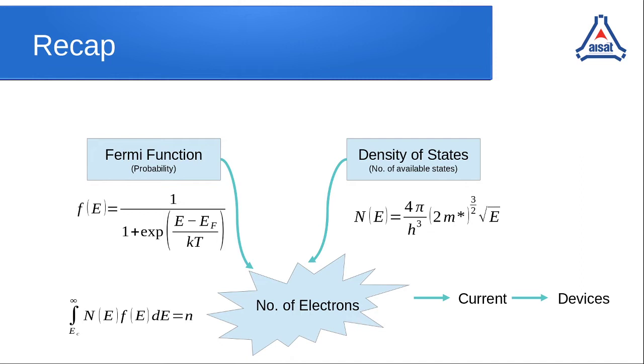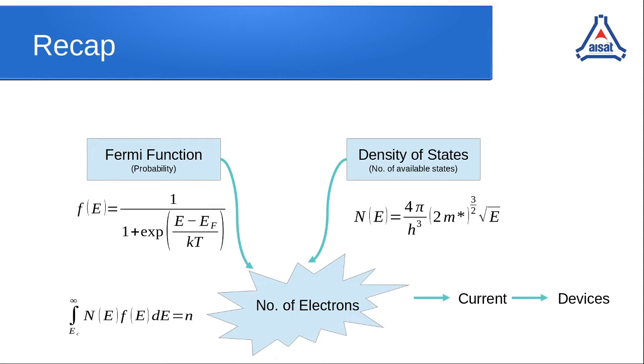Another concept was regarding the density of states. We are aware of the fact that electrons cannot be found everywhere, or electrons can occupy only a few available states. And density of states gives us the idea about the number of available states per energy per volume.